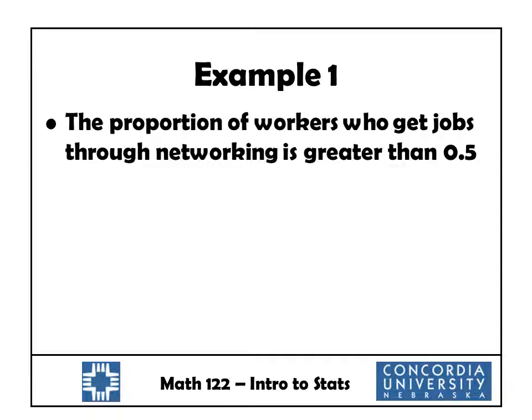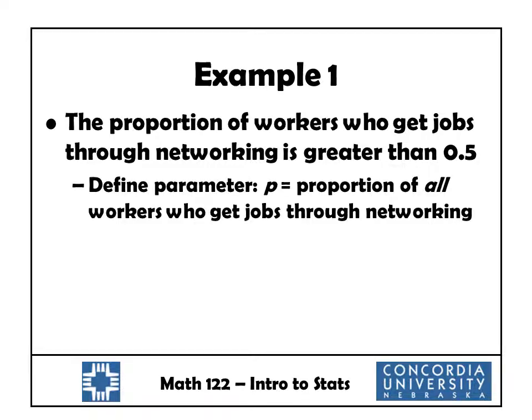Okay. So let's go back to this first claim, and we're going to set up our null and alternative hypotheses. So the first thing I've done here is restated our claim in slightly different terms. The claim is that the proportion of workers who get their jobs through networking is greater than 0.5. Now again, this is equivalent to the original claim, just stated in slightly different terms. The original claim was that more than half. Well, more than half means that the population proportion is greater than 0.5. And so I've just restated the claim here in terms of proportions. The proportion is greater than 0.5.